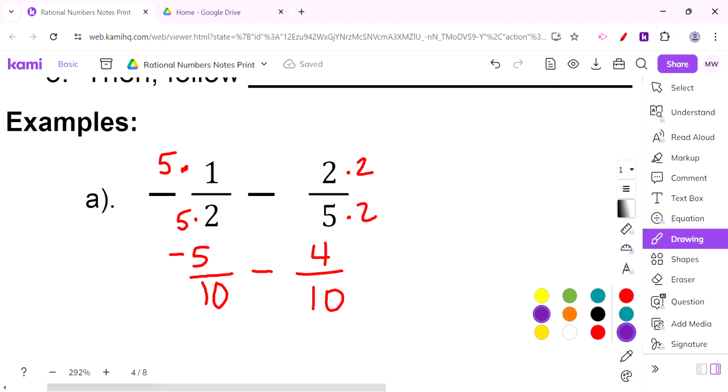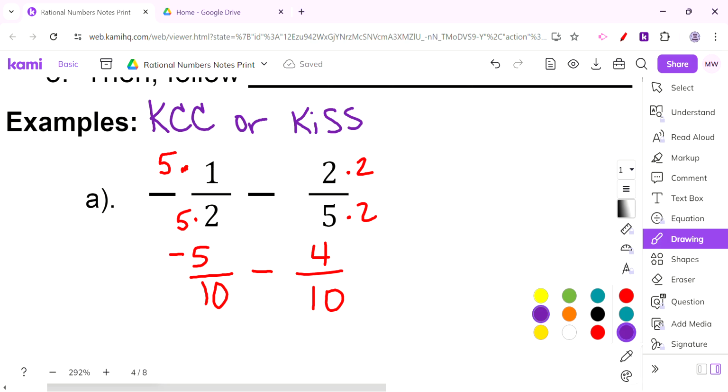And then we're going to follow KCC, right? Keep, change, change, or keep, switch. So first, we are keeping negative 5/10. Then the minus, or the subtraction, is going to change to a plus, and then that 4/10 is going to become negative 4/10. A lot of times people get confused. What is a negative? What is a subtraction?